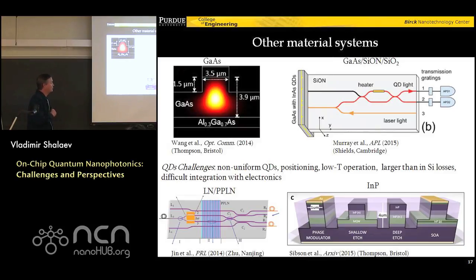I also should mention some old friends used as lasing materials, such as lithium niobate, periodically poled, and indium phosphide. In this case, you have large chi-2. You could use the Pockels effect, so by applying voltage, you could have control and do switching, and that's also one of these interesting directions to go.